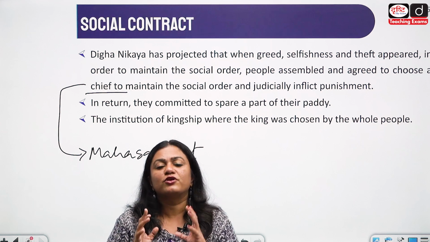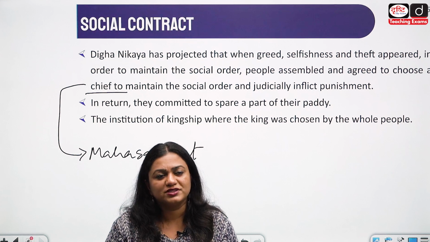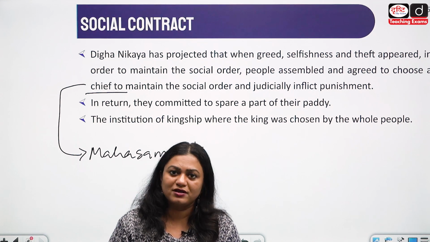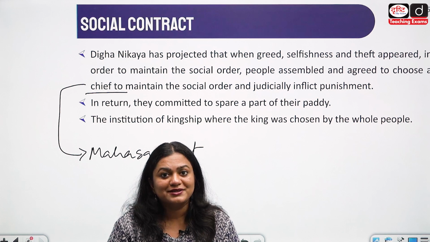So this is what you call the social contract tradition of the Agganna Sutta, which is part of Buddhist political philosophy.